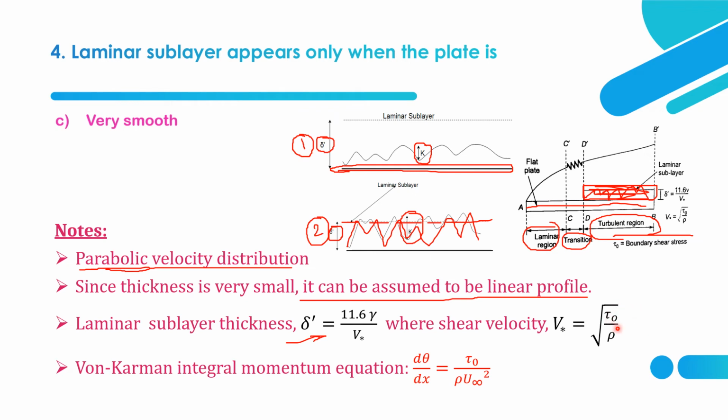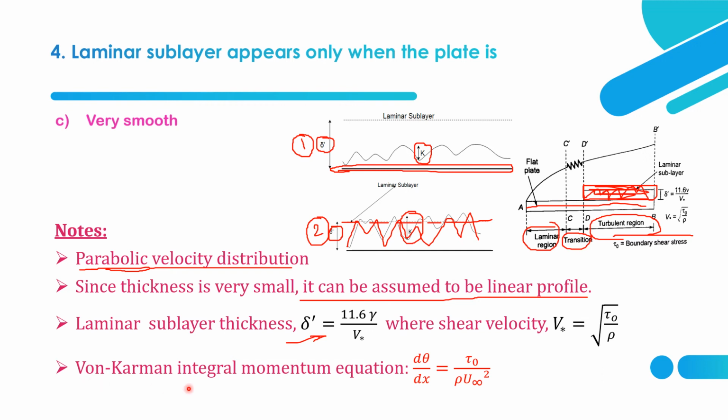So tau naught is the shear stress, rho is the density. So these are some basic concepts in laminar sublayer. We will see more in detail when we deal with turbulent flow. The turbulent flow chapter is a separate one. In that one only, we shall deal with the shear velocity like that.